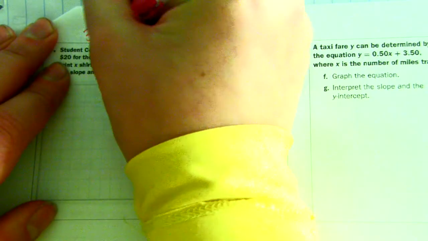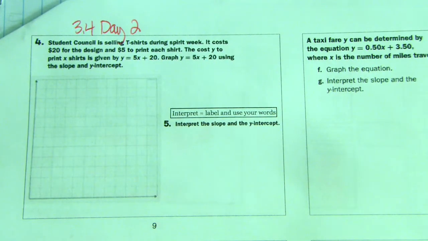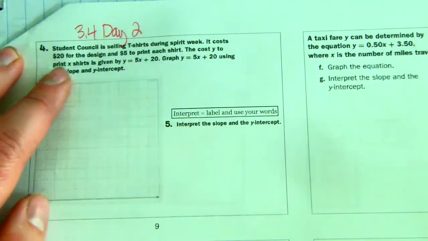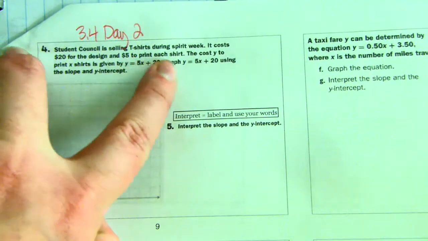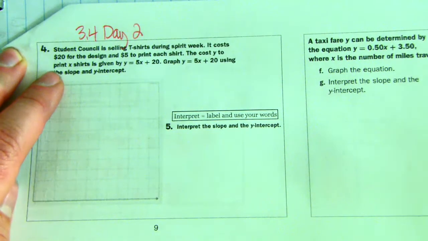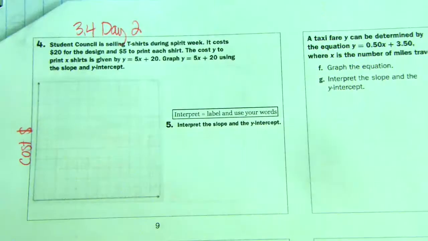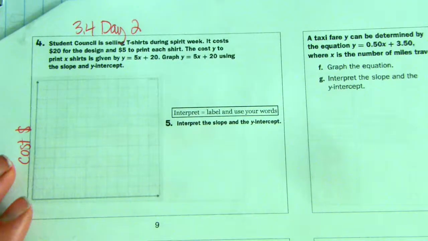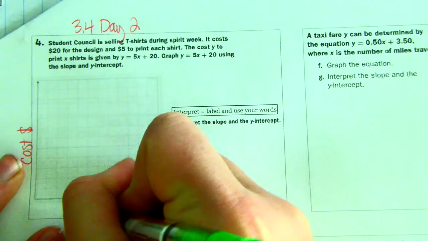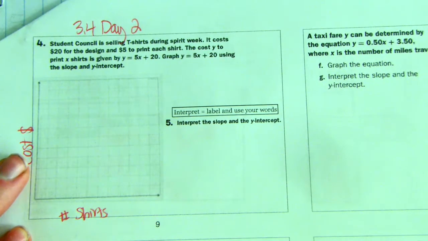All right, we're going to finish up 3.4 day 2 here, adding in some word problems. It says student council is selling t-shirts during Spirit Week. It costs $20 for the design and $5 to print each shirt. The cost Y, so on the y-axis we're going to write the word cost and maybe the dollar sign, to print X shirts, so X is the number of shirts, is given by the equation. They give us that. Graph y equals 5x plus 20 using the slope and y-intercept.